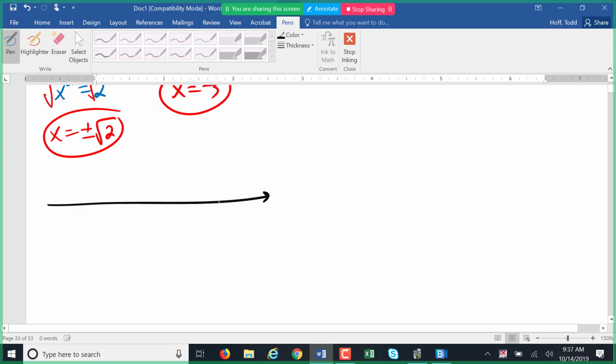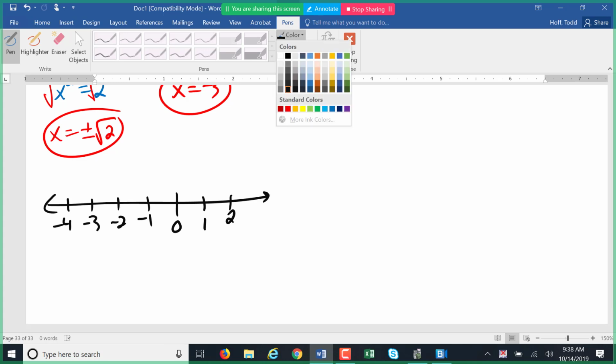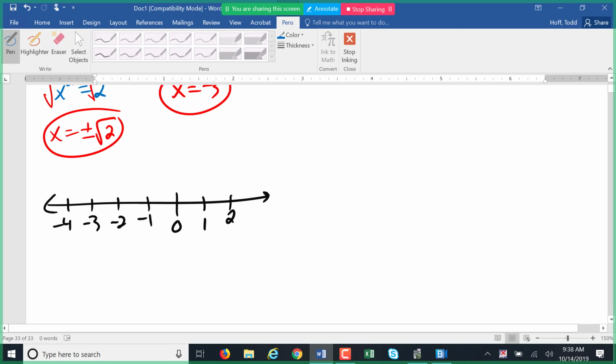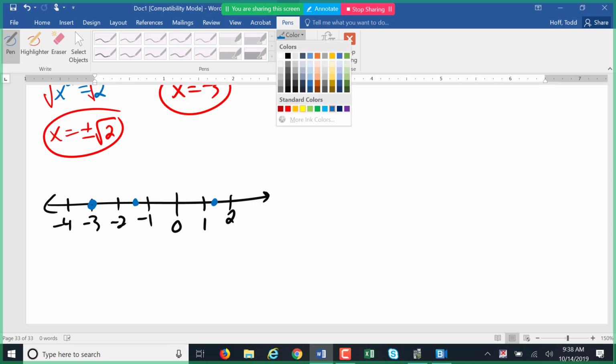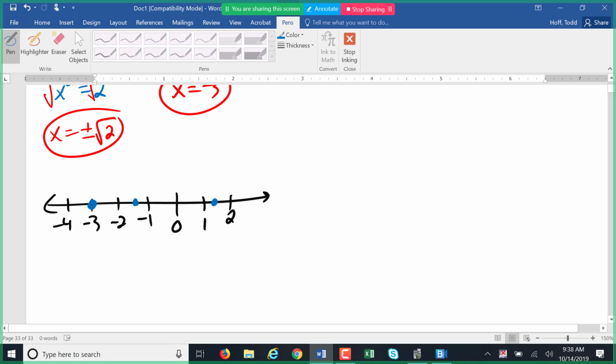So on my number line, I'm going to put those points on there. The square root of 2 is about 1.414. So negative square root of 2 is somewhere in there. Positive square root of 2 is somewhere in there. Then I had x equals negative 3 would be right there. So I have 4 different regions to test. So I'm going to test this region over here by using the point negative 4.